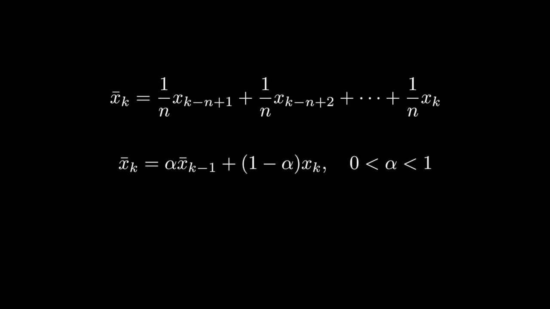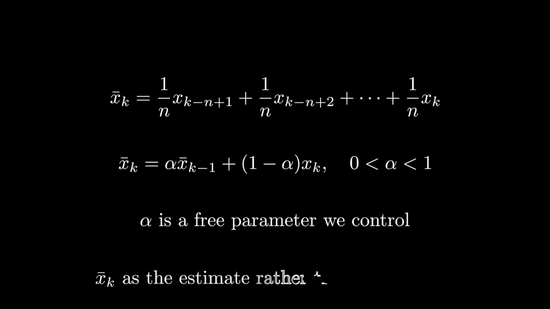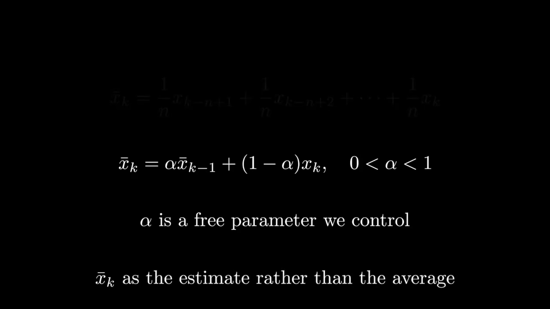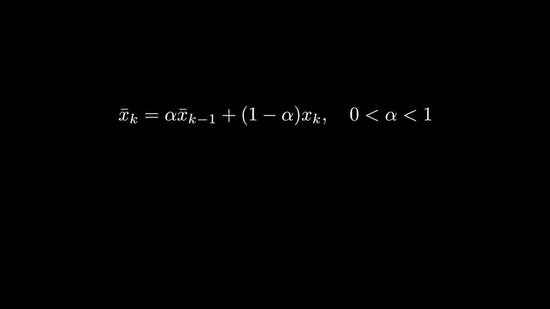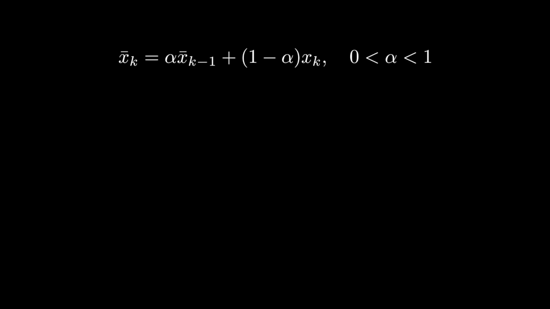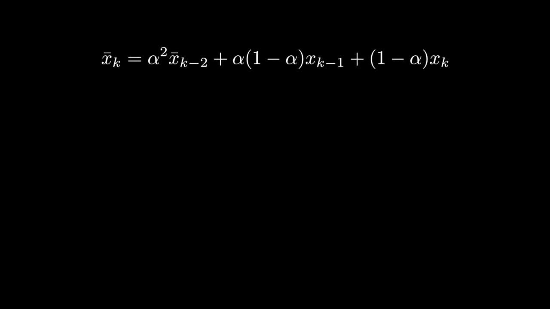At first glance, this resembles an averaging equation, but here alpha is a free parameter that we control. From now on, we will refer to x bar k as the estimate instead of the average. Now, how does this solve our problem of equal weighting? Let's expand on this equation step by step to reveal what's actually happening. First, we apply the same formula to the previous estimate, x bar k minus 1. Substituting this into our original equation, we get this. Expanding further and multiplying terms out, we get this.